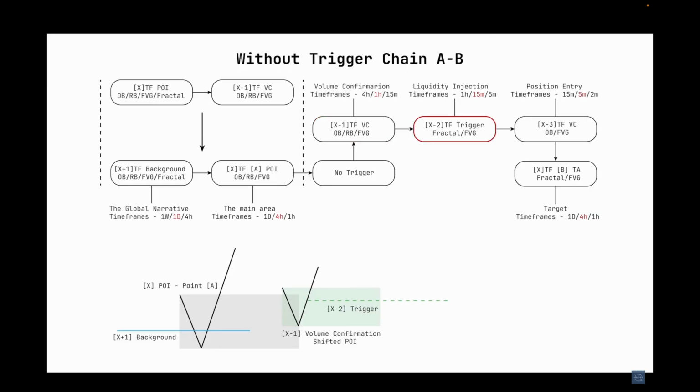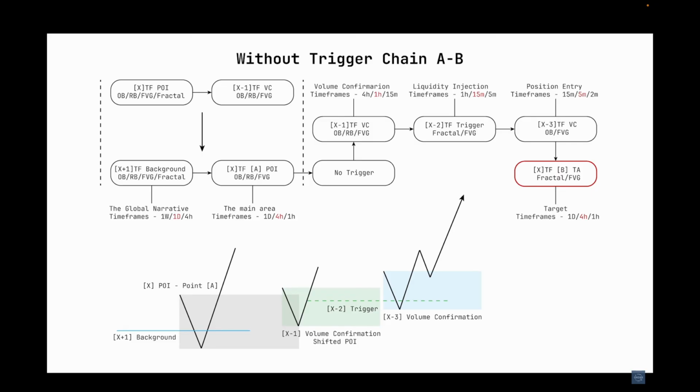We look for a trigger in the form of a fractal point or FVG on X-2 within the new zone on X-1 that we received. The final step to enter a position is to get volume confirmation on X-3 in the form of an order block or fair value gap. Be very attentive here, since we did not get a trigger on X-1 but received volume confirmation, our point A does not change, and therefore our target, which is point B on the X time frame, also does not change.